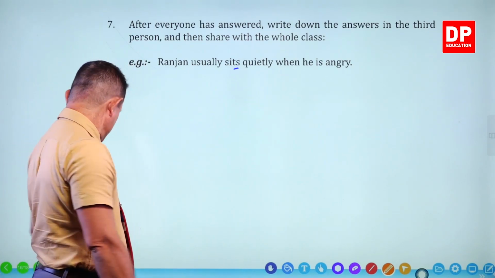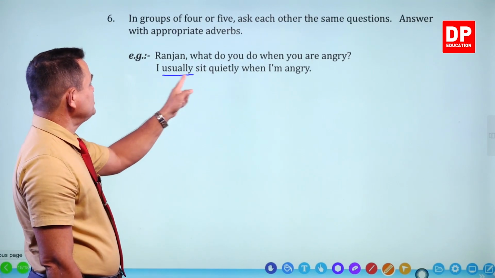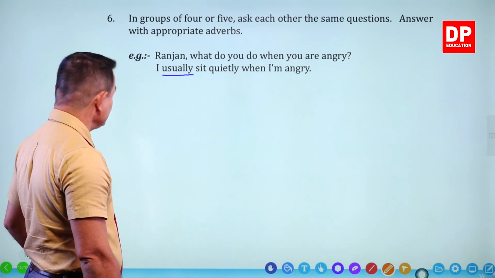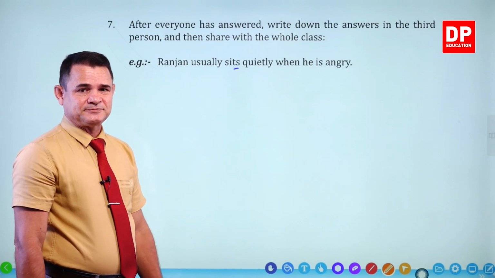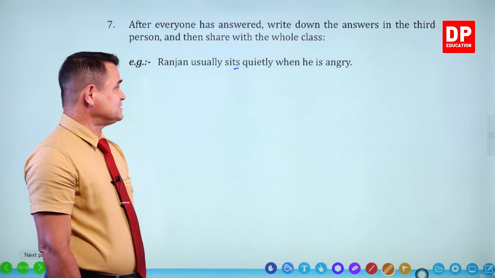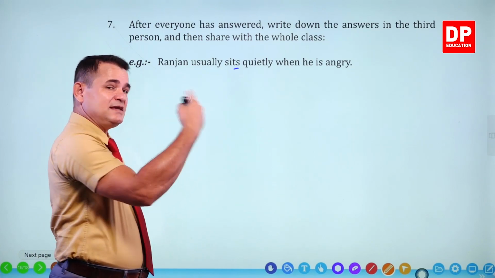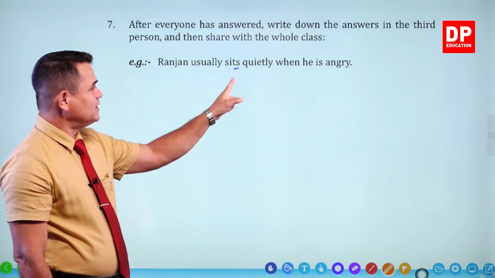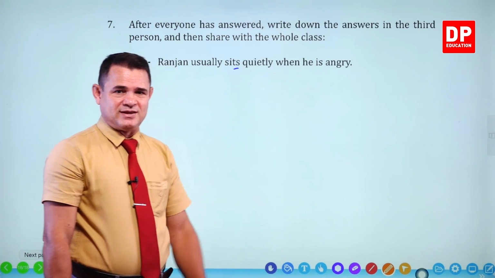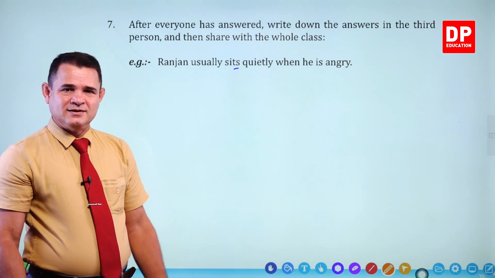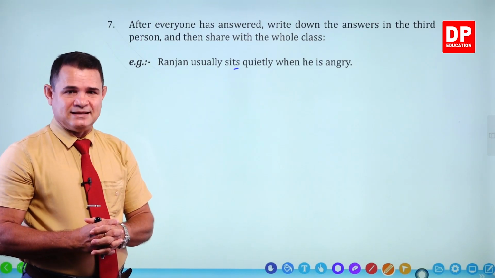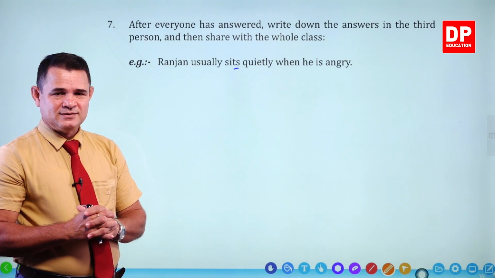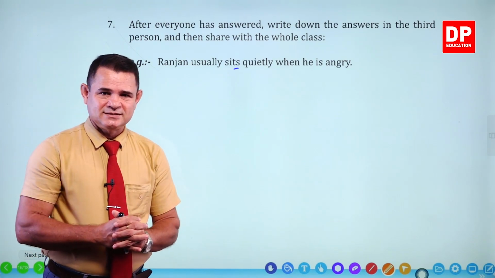Simple present tense. Now here you can see I usually sit. එයා කියන විදිය. එතකොට you have to use simple present tense. I usually sit කියන එක ඔයා කියන්නේ he කියන්නේ නැත්නම් Ranjan usually sits. සාමාන්‍යයෙන් ඉඳ ගන්නවා quietly when he is angry. Right? So remember the correct use of the tense. Tense එක නිවැරදිව use කරන්නත් එහෙනම් මතක තියාගන්න ඕනේ. Right? Ranjan usually sits. Right?